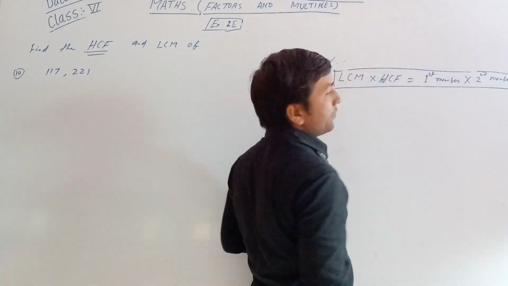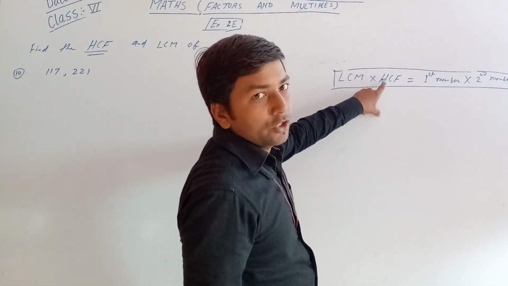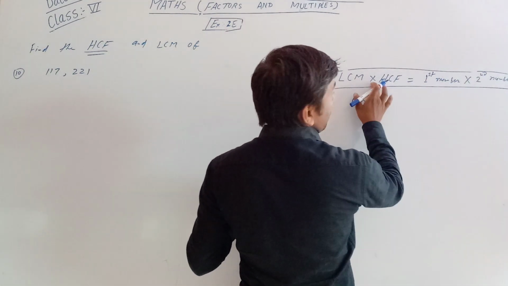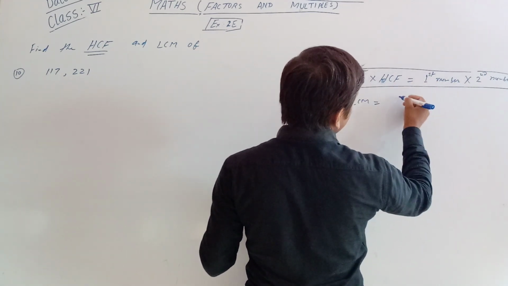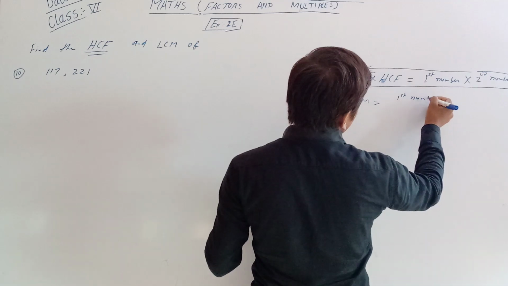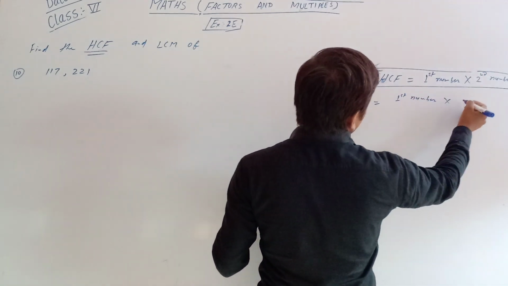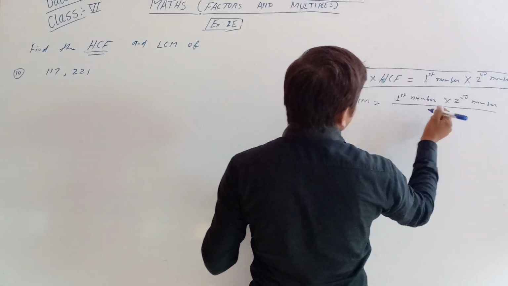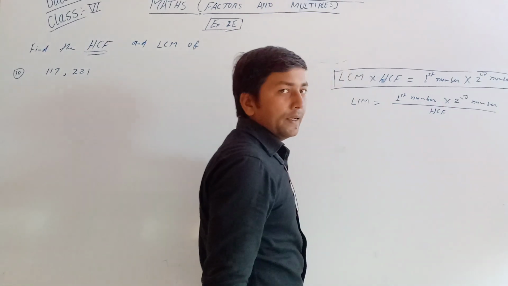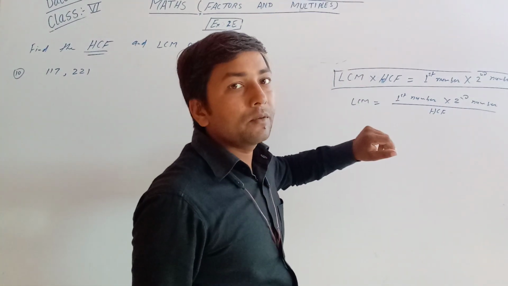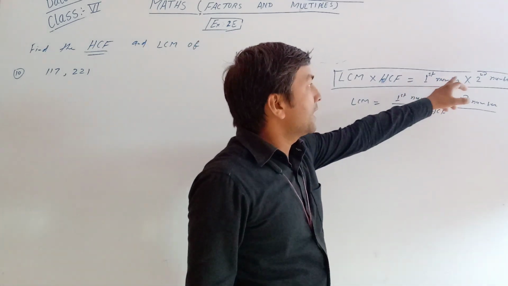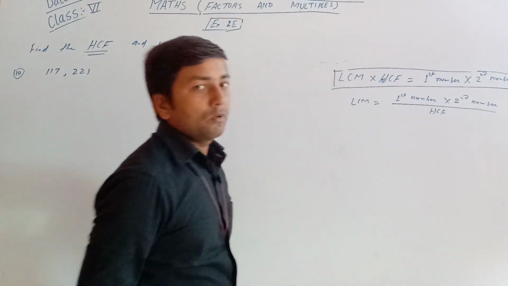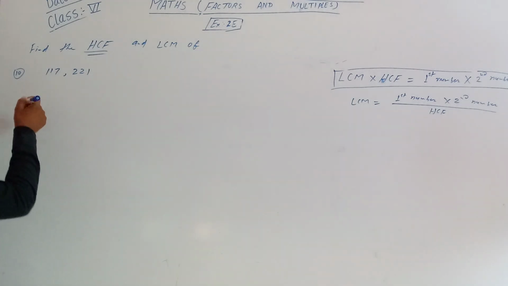If you found the HCF, then LCM equals the product, and when you take this to the other side it becomes divide: first number into second number by HCF. Okay, and when the LCM and HCF are given and the first number is given, then you can find the second number, and if the second number is given, then you can find the first number. Okay, this formula we will use here. First we will find the HCF by division method.